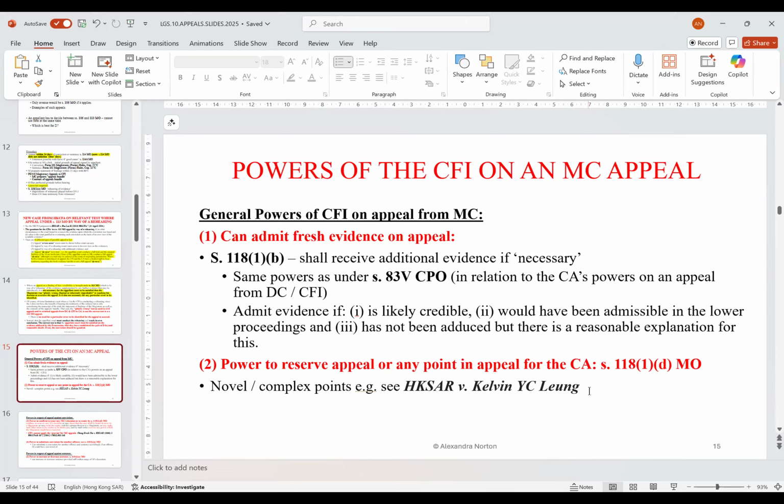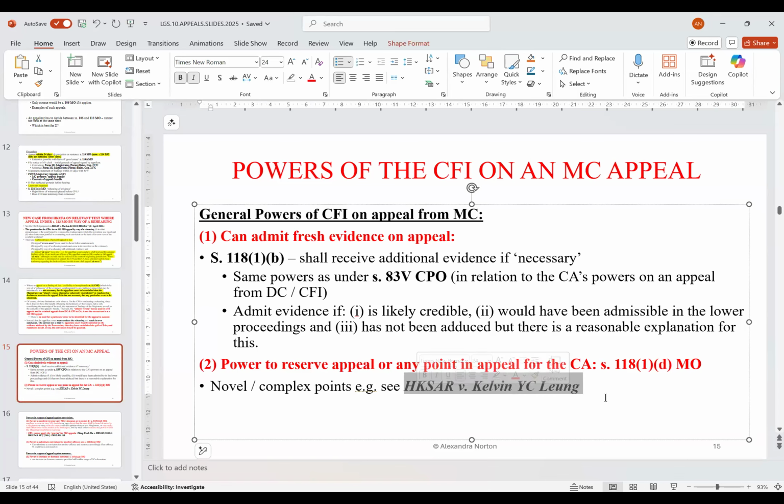And that's exactly what happened in the Kelvin Y.C. Learn case. And I referred to this case before as a terrible example of where case management, court etiquette spiraled way out of control. And what should have been a very simple 2-day trial in respect of a domestic helper who had been hit by a taxi and she'd sustained some personal injuries.